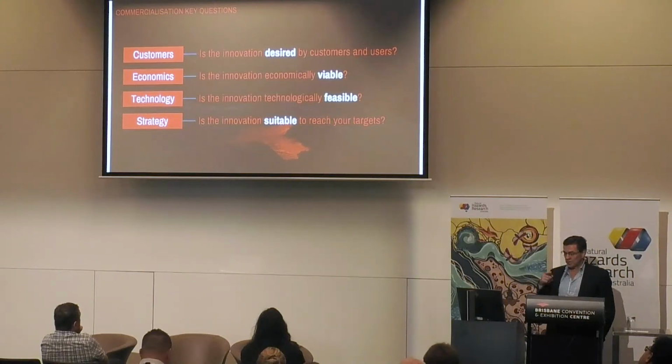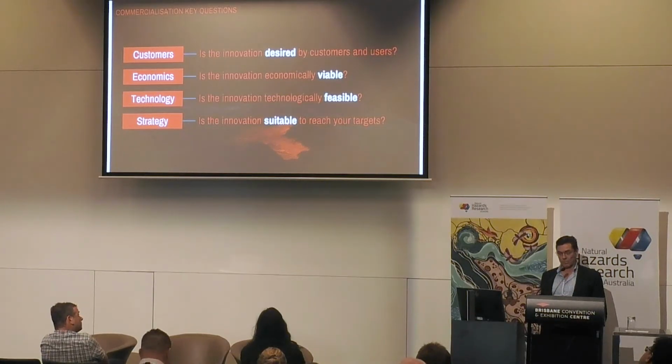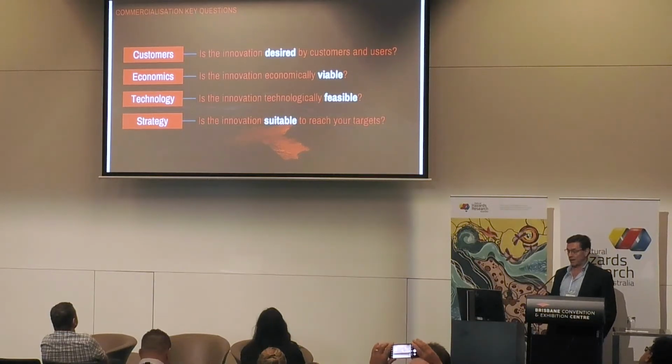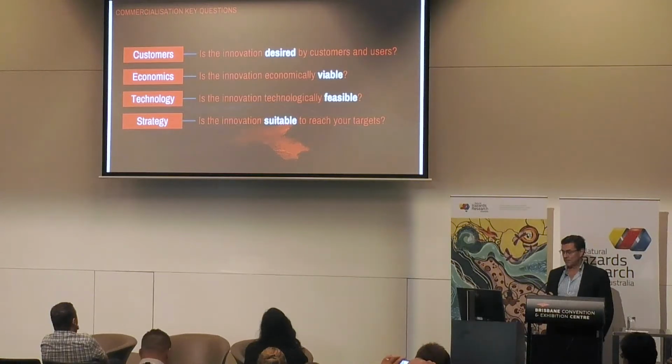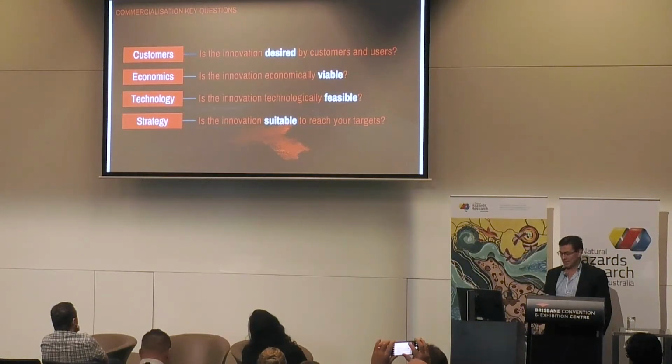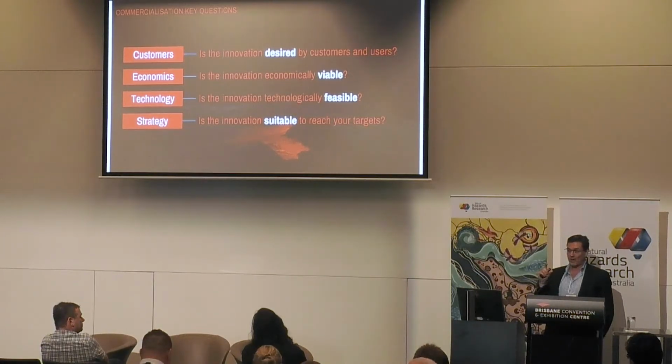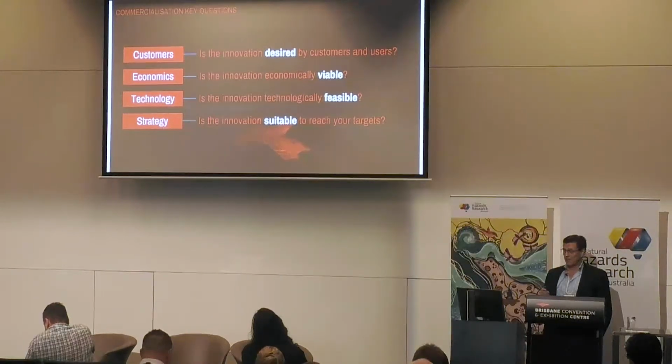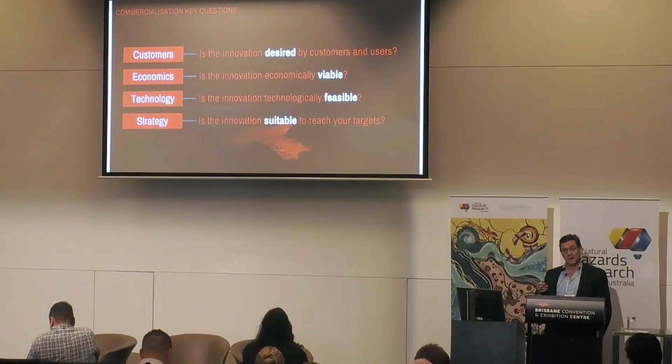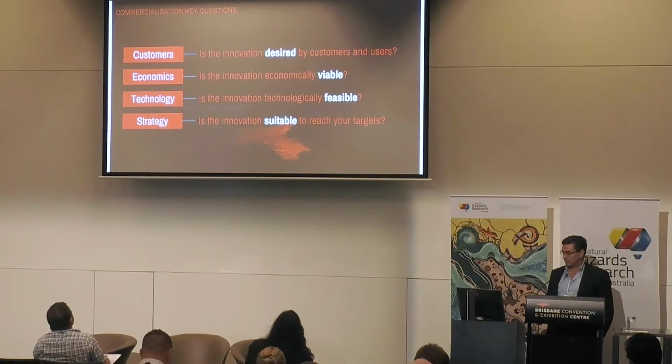So the key commercialisation questions that anybody looking at researching a potentially commercial opportunity would ask are customers, economics, technology and strategy as the 4 pillars. Is the innovation desired? Is the innovation economically viable? Is the innovation technologically feasible? And is the innovation suitable to reach your target audience? Now, obviously there's a lot more complexity to this, but these are 4 key areas we can look at. If we're going to undertake some research in this area, these are the things we need to think about if we are cognizant of a commercial outcome.